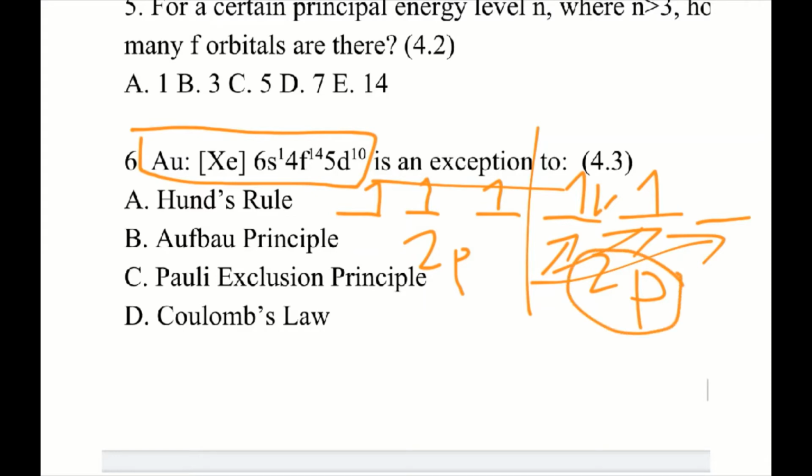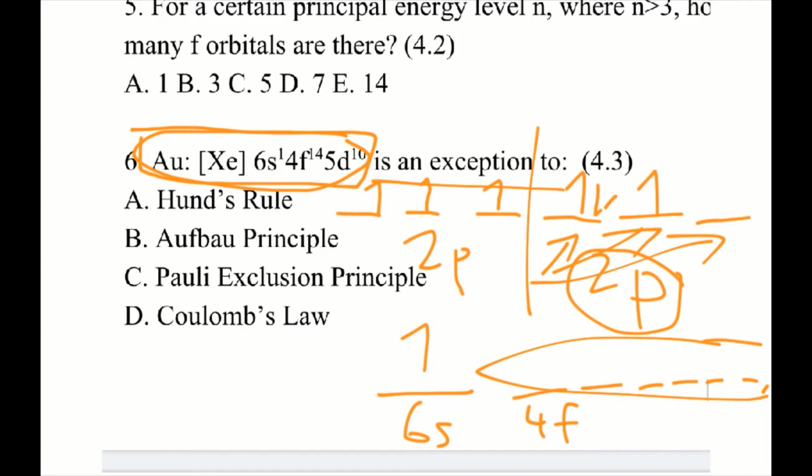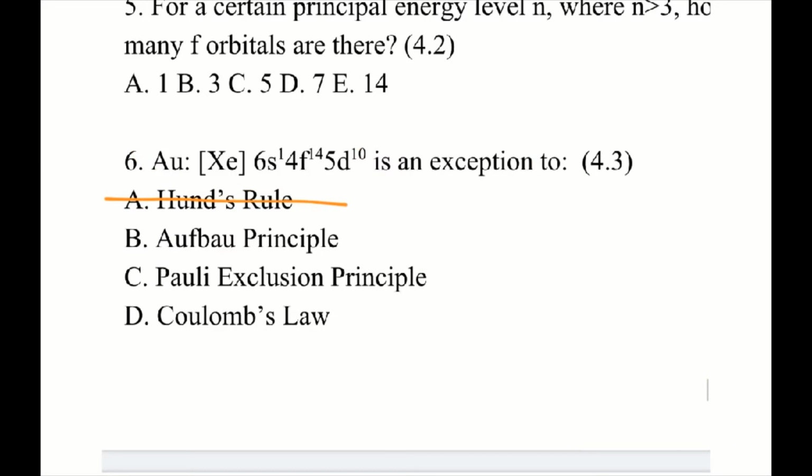So gold is not violating this rule since for 6s there's just 1 electron, and for the 4f, I could draw 7 lines if I want to, but all of these have been completely filled, so no violation there. And for 5d10 they're completely filled, so no violation there. So it's not violating Hund's rule. So what about the Aufbau principle?